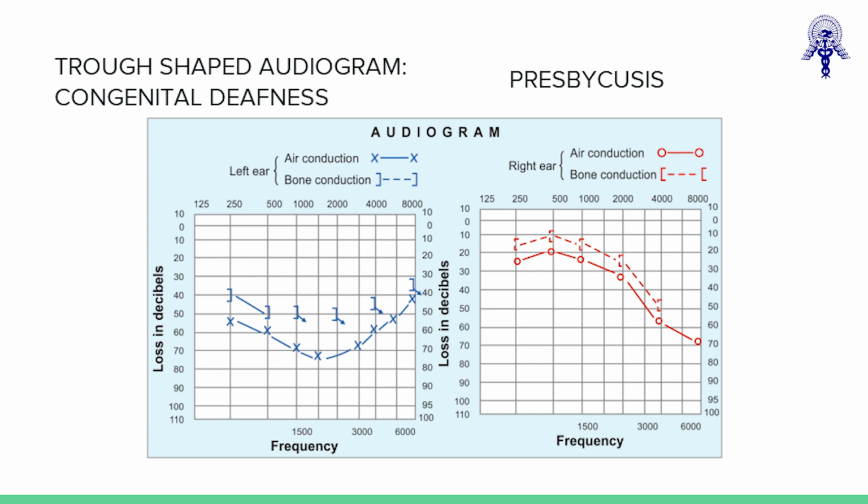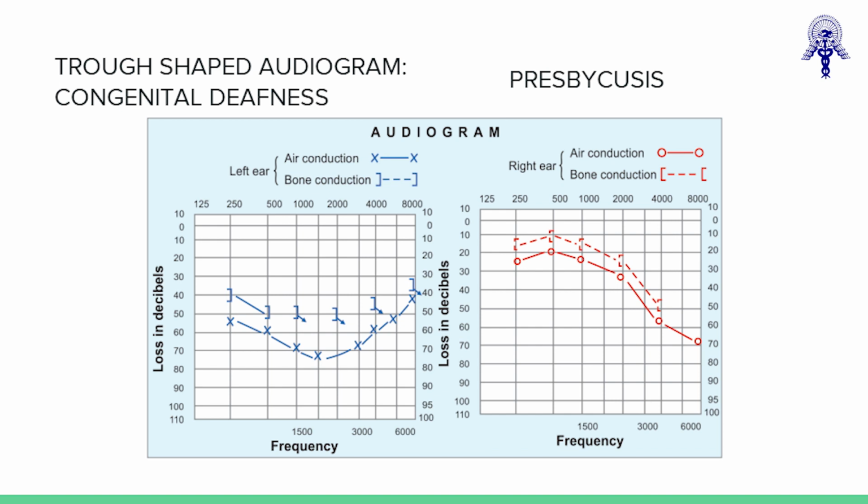The special feature here is that both bone conduction and air conduction have come down, but in the mid frequencies the loss is more, so basically a trough-shaped curve or basin-shaped curve, suggestive of congenital sensorineural deafness. Suggestive of, it's not proof.